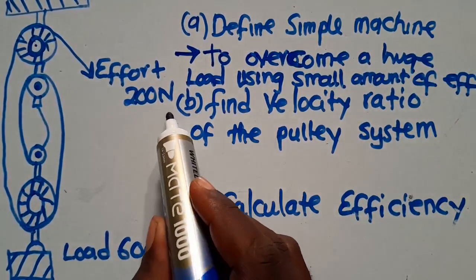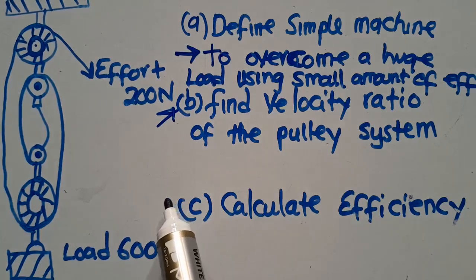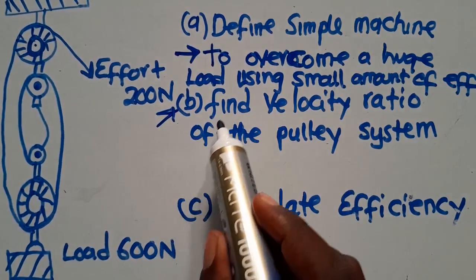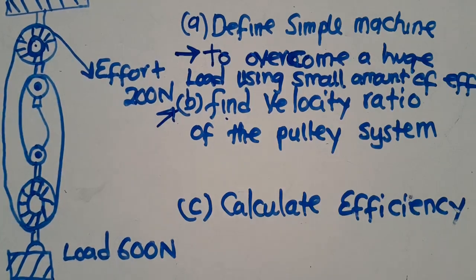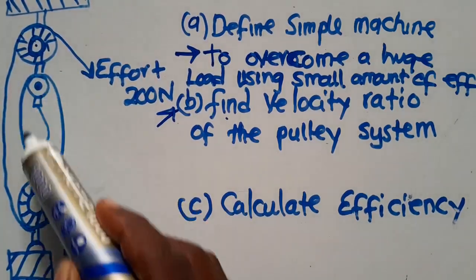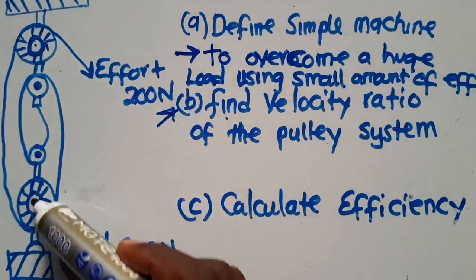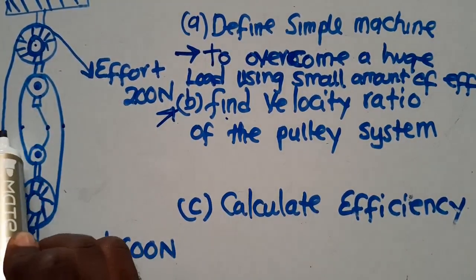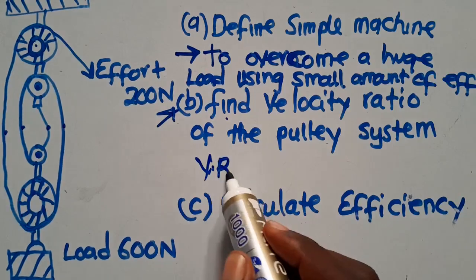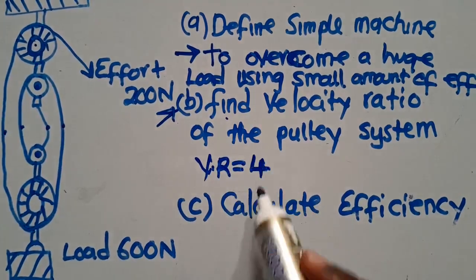So quickly, we move to the other question, which is B. What is B saying? B is saying find velocity ratio of the pulley system. How do we get to find the velocity ratio of this pulley system? This is obtained by simply counting the number of wheels on the pulley or the number of strings in between the two blocks. You just count the number of strings: 1, 2, 3, 4. In other words, velocity ratio is just equal to 4.